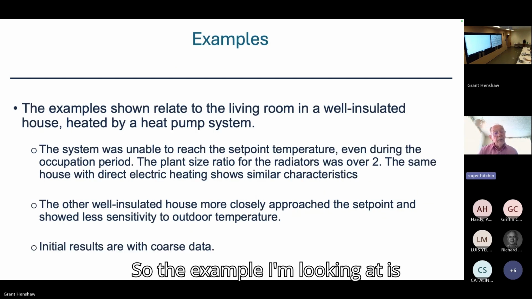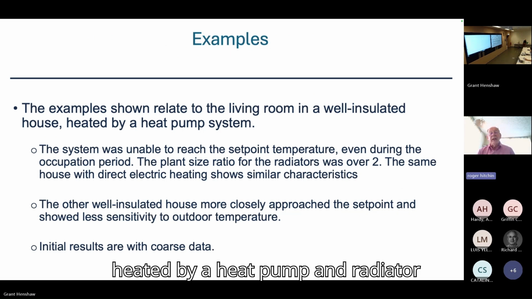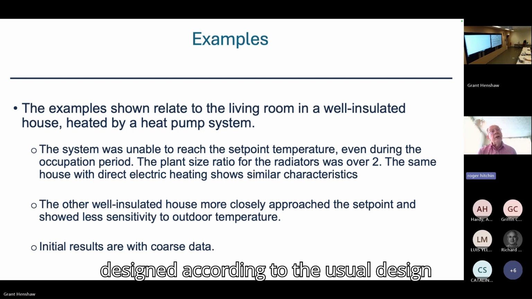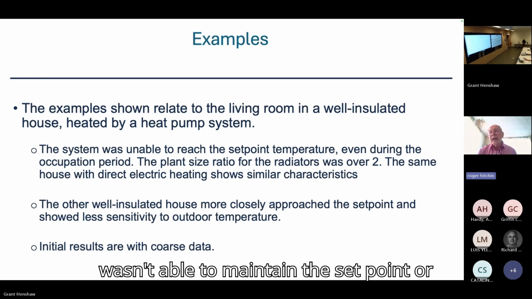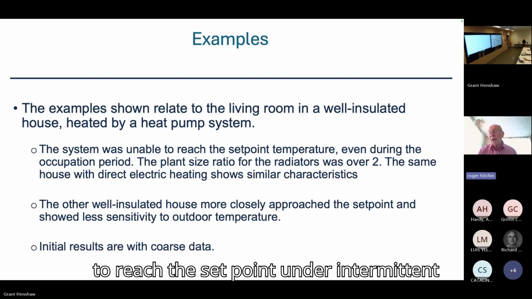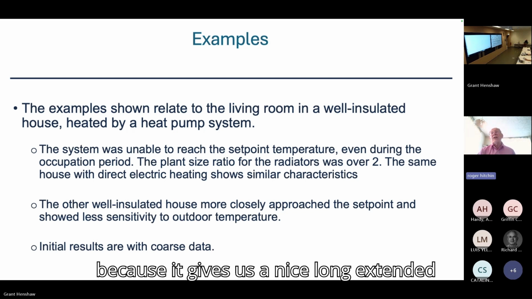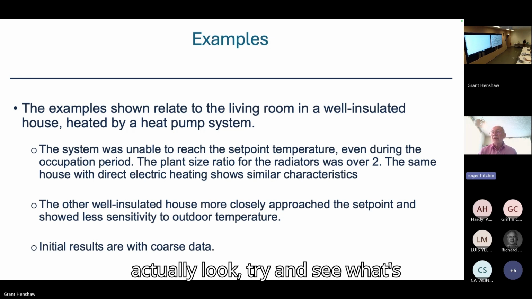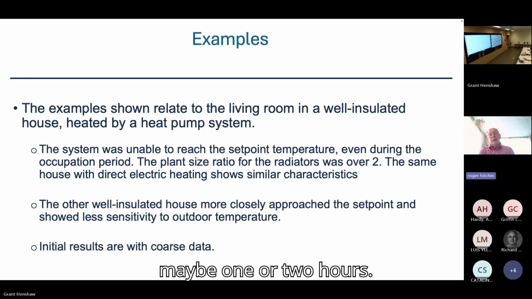So the example I'm looking at is heated by a heat pump and radiator system. Although it appears to have been designed according to the usual design practice, in fact, it wasn't able to maintain the set point or to reach the set point under intermittent heating. That's useful for me because it gives us a nice long extended warm-up period, which is long enough to actually try and see what's happening. Whereas in reality, of course, we're really only interested in warm-up over maybe 1 or 2 hours.